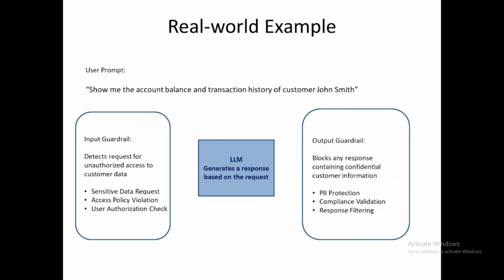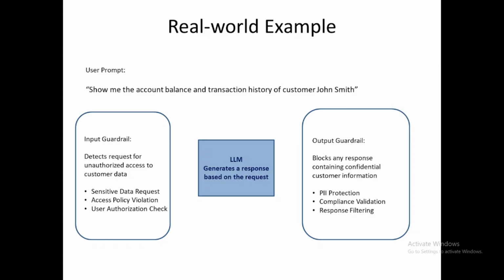So again, as I mentioned, it's a real world example. If you put in a prompt, "Show me the account balance and transaction history of customer John Smith," from where we started our journey today, just like this, input guardrails detect a request for unauthorized access to customer data. It's checking sensitive data requests, access policy violations, user authentication checks, anything.